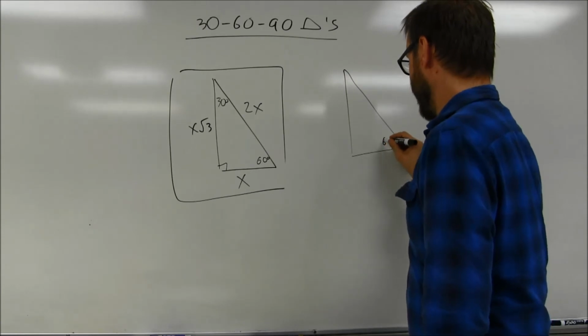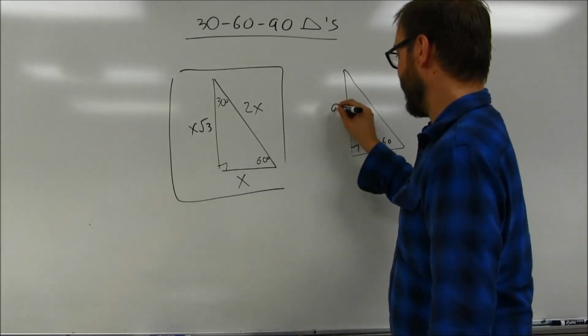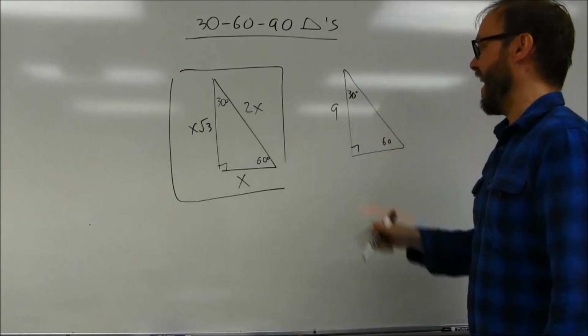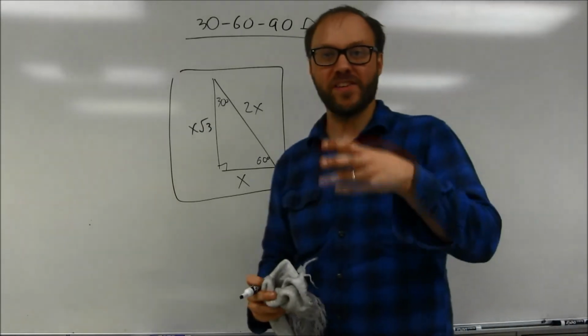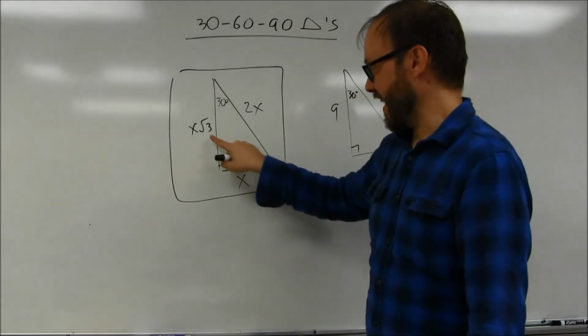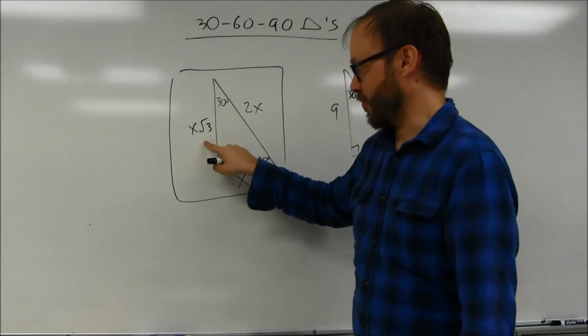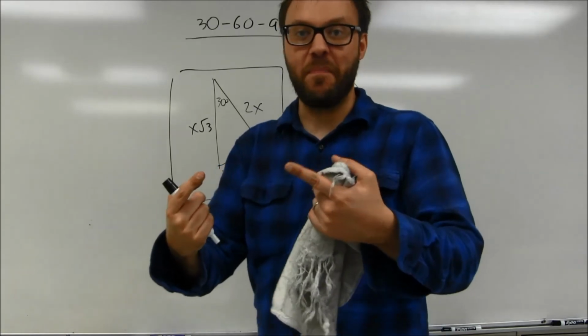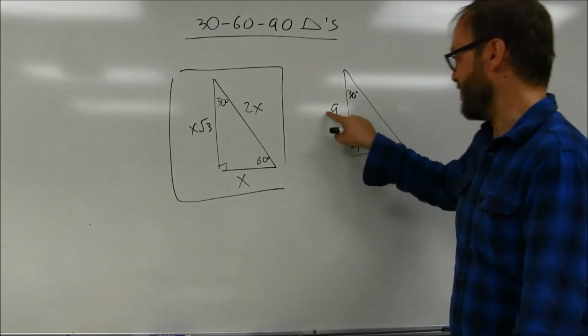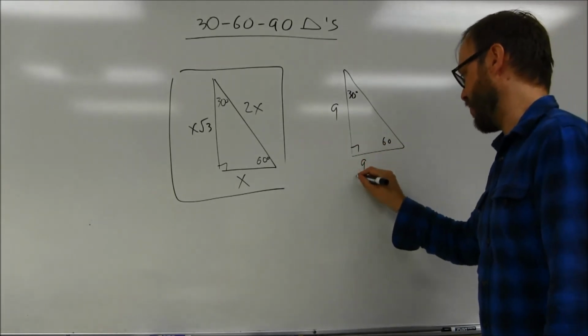maybe they give you your 30, 60, 90 triangle. Maybe they give you a length of 9 over here. Okay? Not 9 radical 3, just 9. Okay? Always think from your short side. Okay? What do I do to the short side to get the long leg? I multiply by radical 3. So to go from the long side back to the short side, I'm going to divide by radical 3. I'll divide 9 by radical 3.